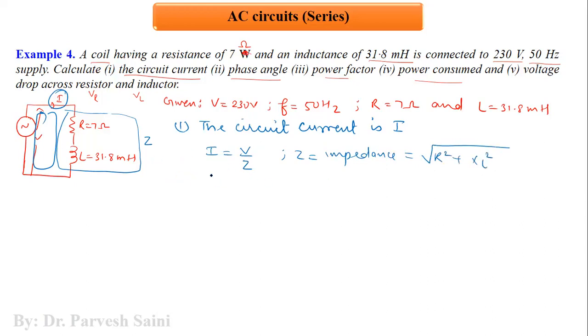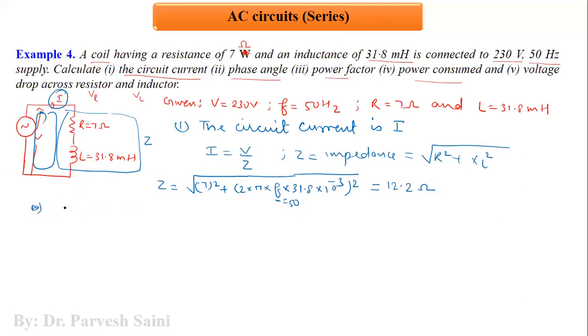Now, to find out the value of I, we need to find out the value of Z, because V is given. So Z is equal to under root, R is 7 ohm, so 7 square plus XL. XL we can find out, because XL is nothing but 2 into pi into F into L. L is 31.8 into 10 raised to the power minus 3 Henry, and the square of this one. So frequency.